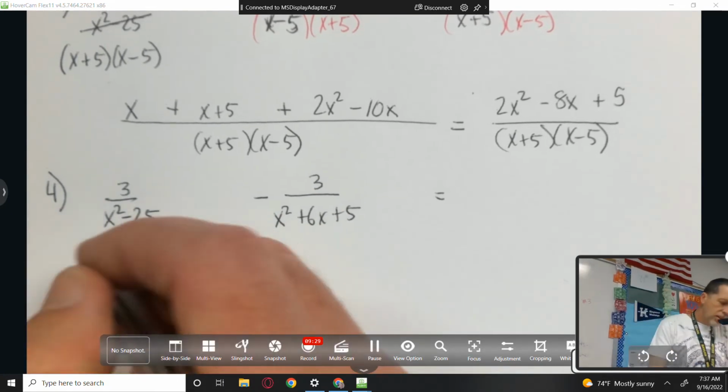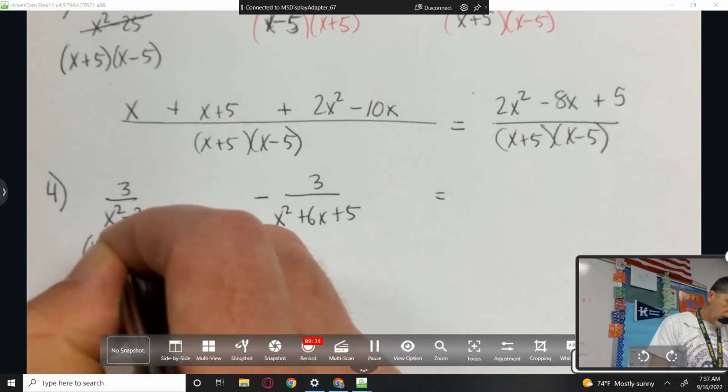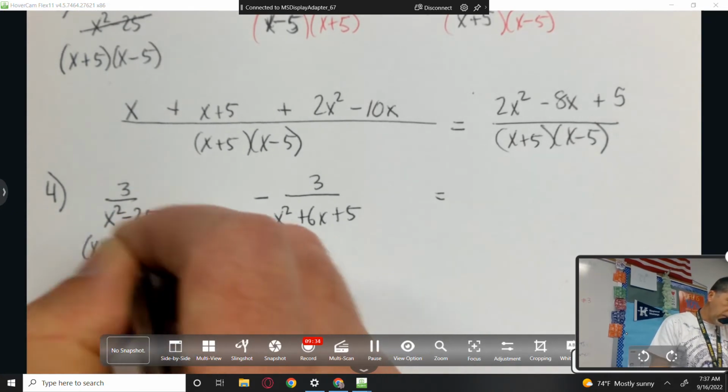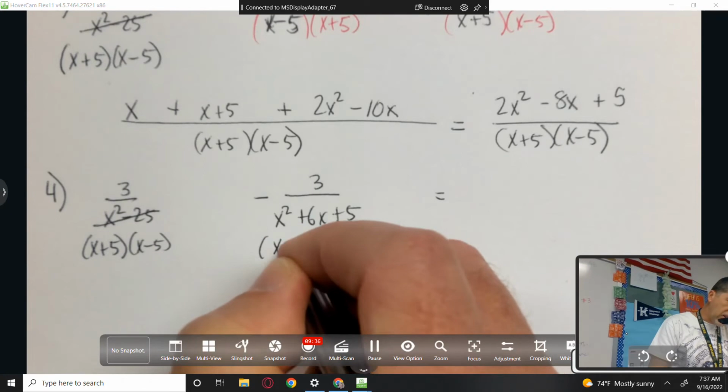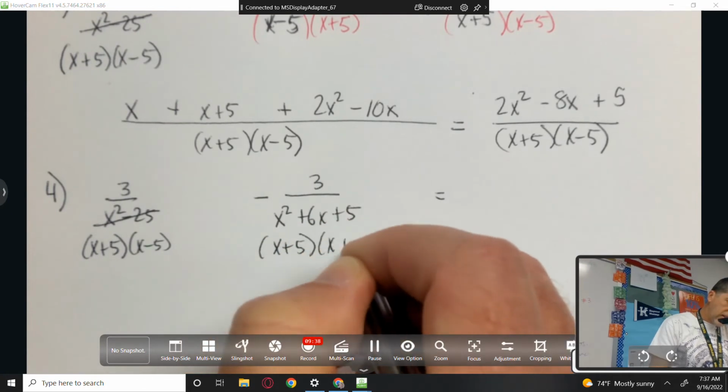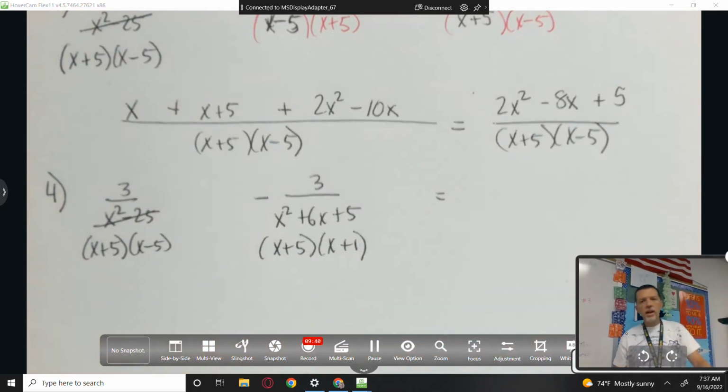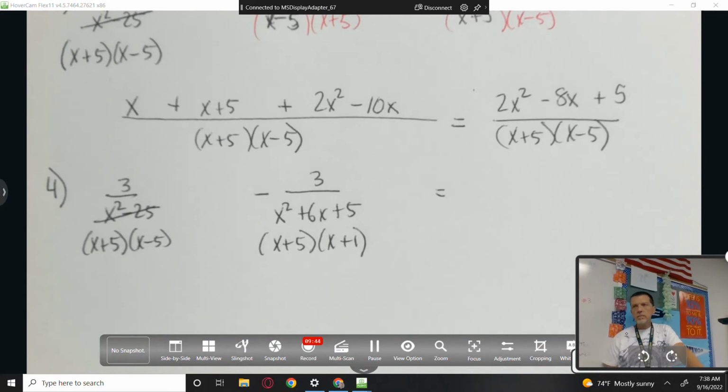Factor them. And when we factor them, we may discover that they have something in common already. And it doesn't matter that they both have two things. They all want the same thing.